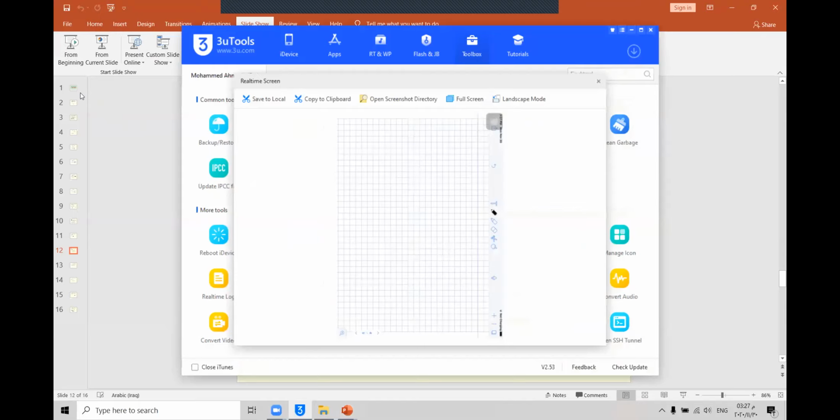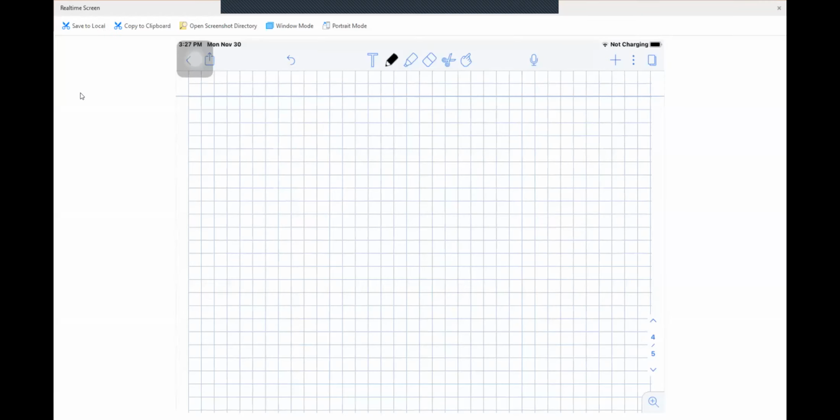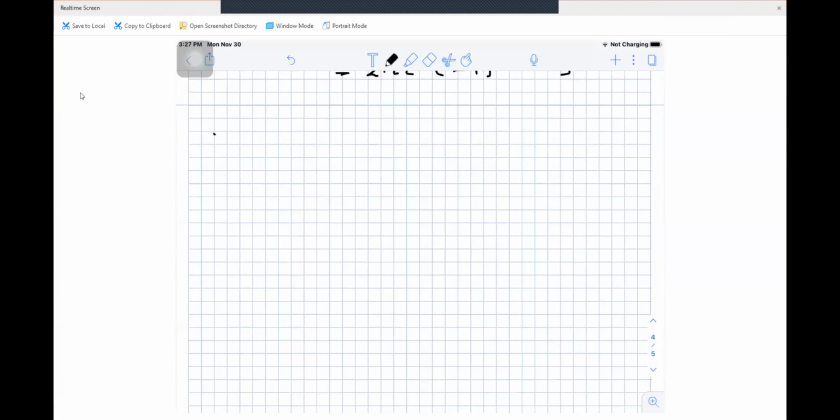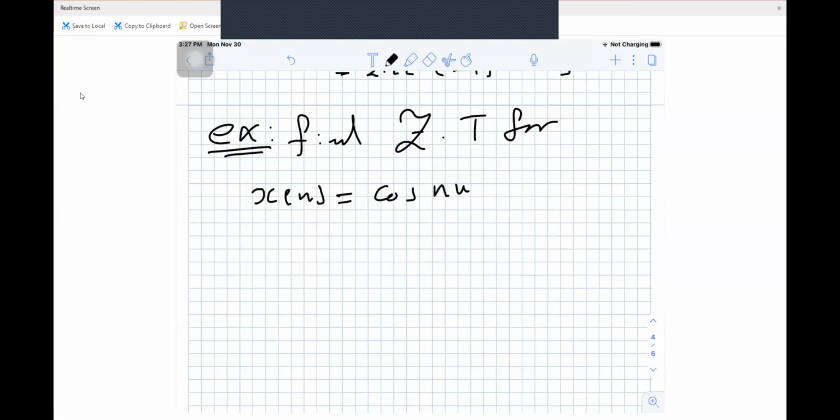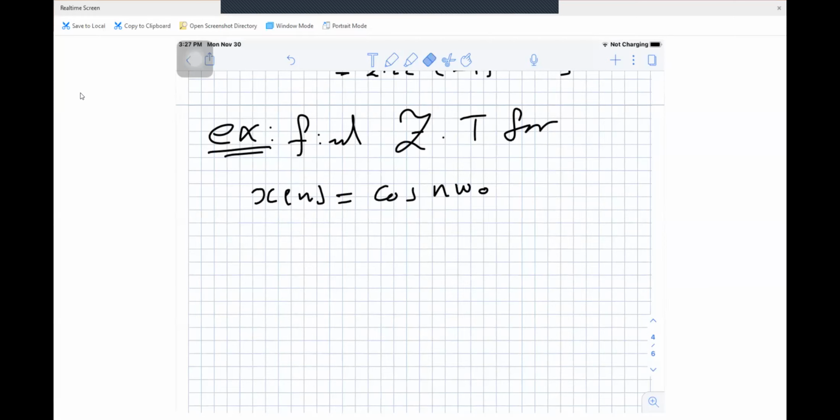Landscape. Full screen. Okay. Now, assume that you are going to determine the Z transformation for cosine omega naught n only, no more. Example: find the Z transformation for x of n equals cosine n omega naught, sorry, without t, cosine n omega naught or omega naught n.